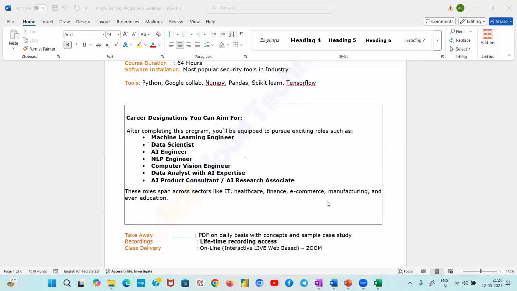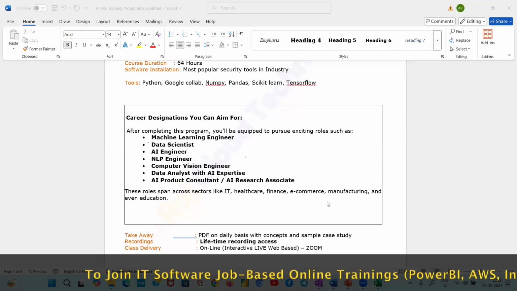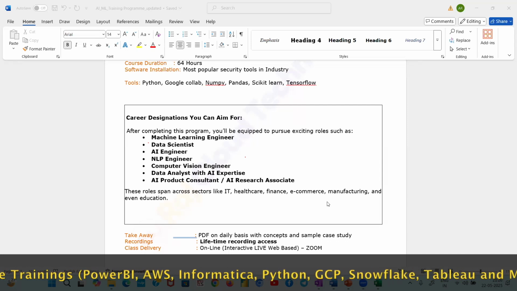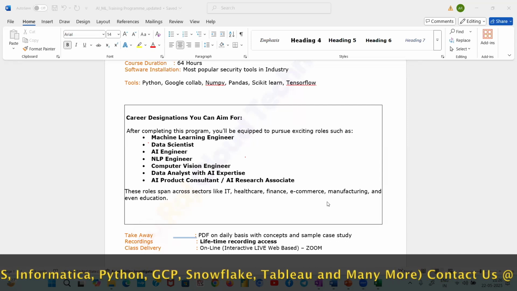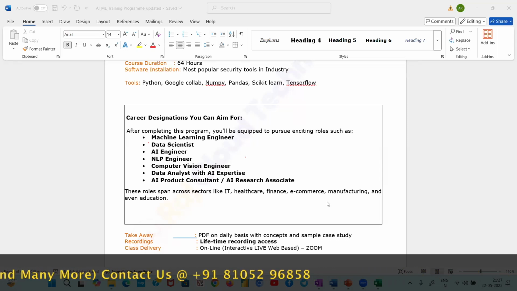How strong should we be in Python? Definitely, if you ask me, minimum 8 out of 10. For example, if I ask you how much you rate yourself, I will say 8. I'm not asking you to be very strong at 10 out of 10. I'm asking about the minimum expectation. 7 to 8 is a good rating.